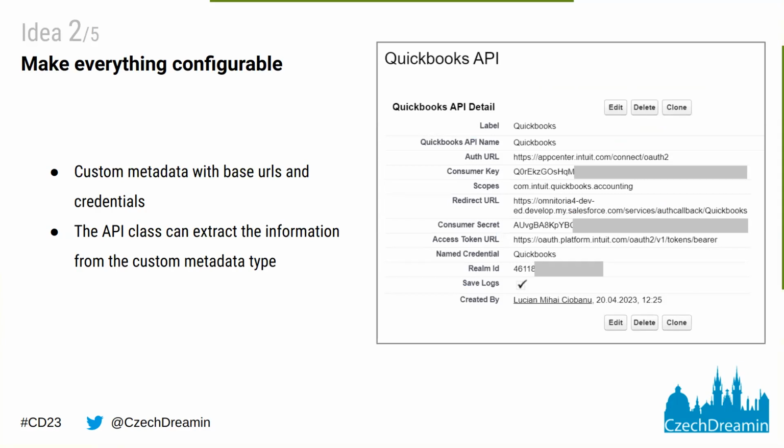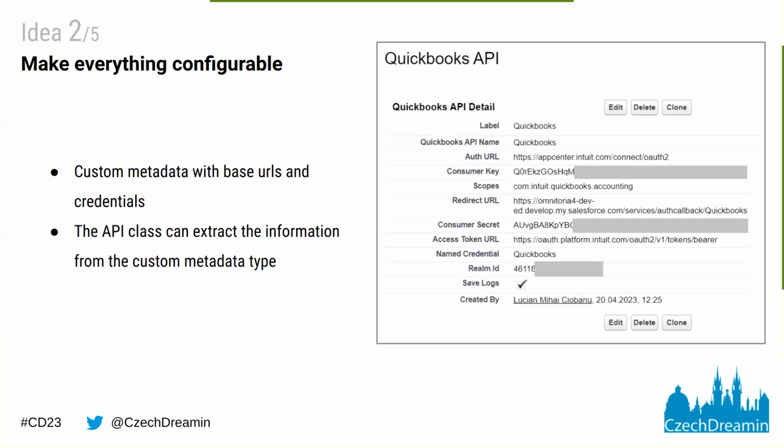One is to have a custom metadata or a custom setting that will hold the API settings, like the base URL, the credentials, customer key, customer secret, or username and password. So everything that you need in order to connect and make calls to that REST API, all the credentials that you need. And that makes sense, right? Because we all know that we're not supposed to keep those in code.